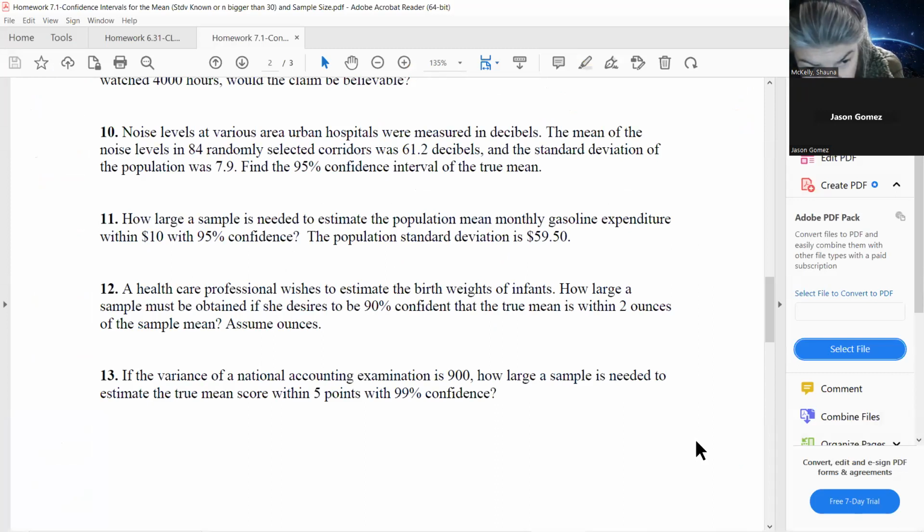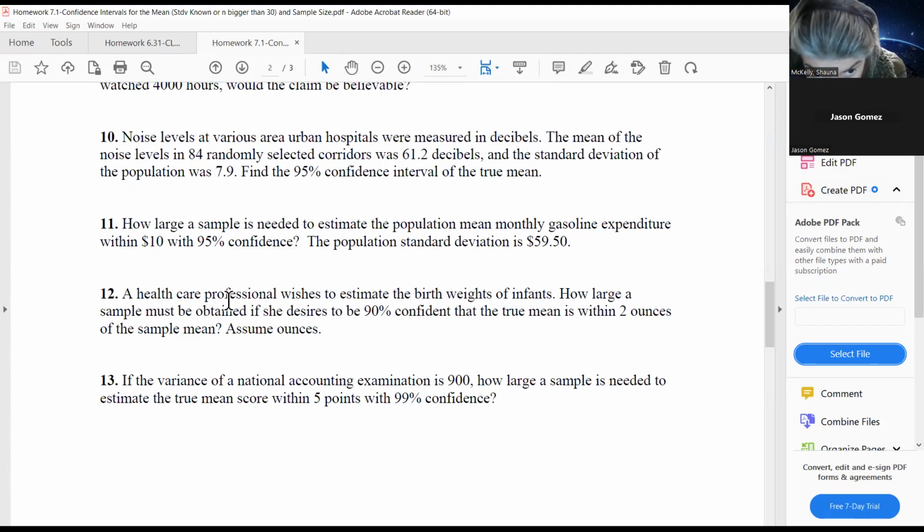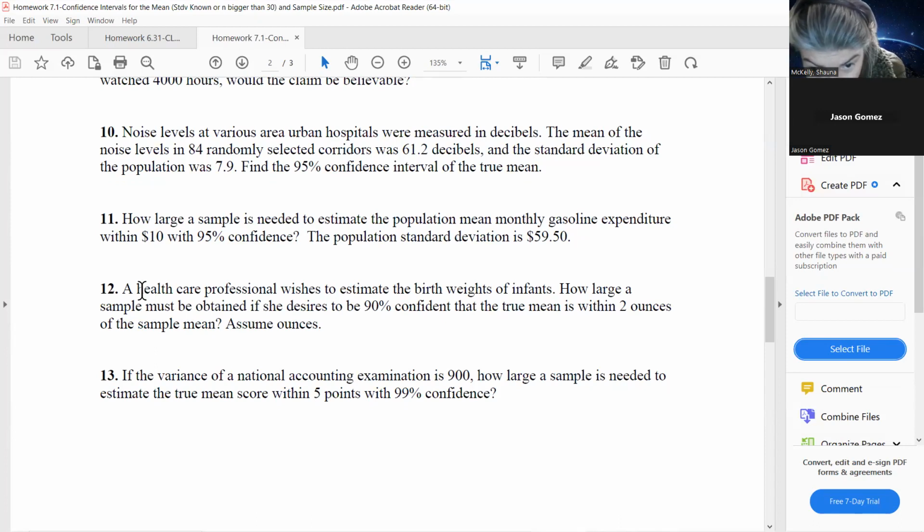So let's go to this problem that you were looking at, and let's see if we can figure it out. A healthcare professional wishes to estimate the birth weights of infants. How large a sample must be obtained if she desires to be 90% confident that the true mean is within 2 ounces of the sample? Yeah, you needed a sigma, you don't have it. Skip 12 for a minute because I'm going to have to go look up what sigma was supposed to be.